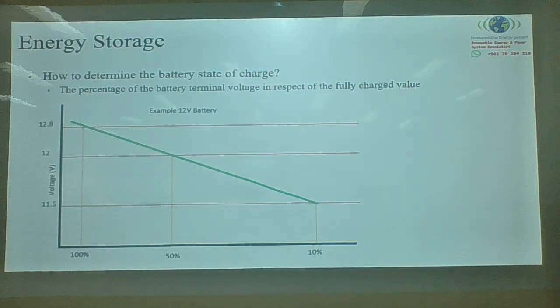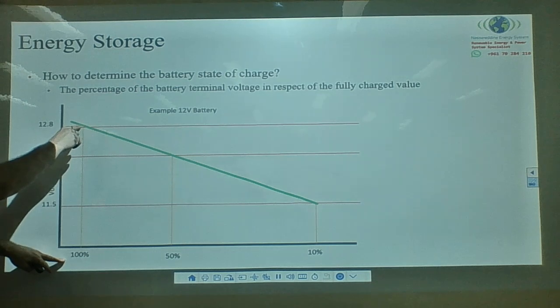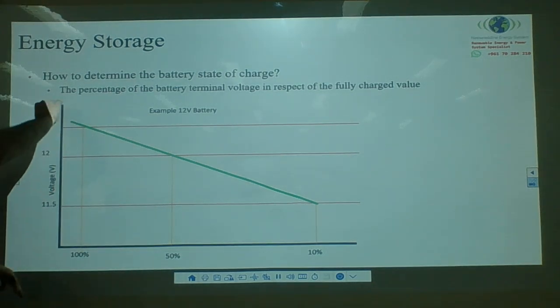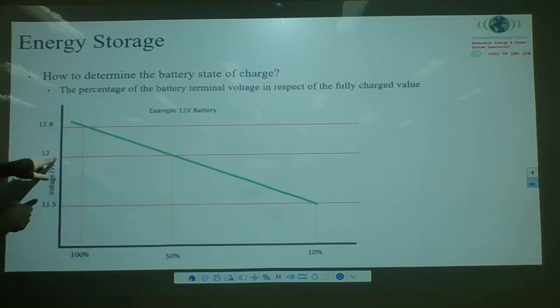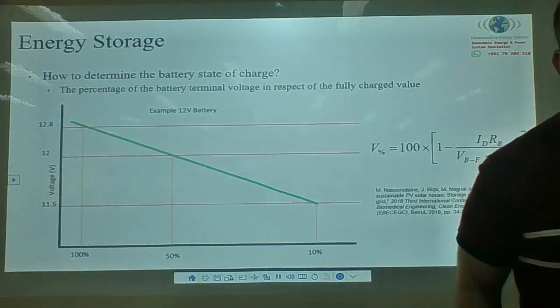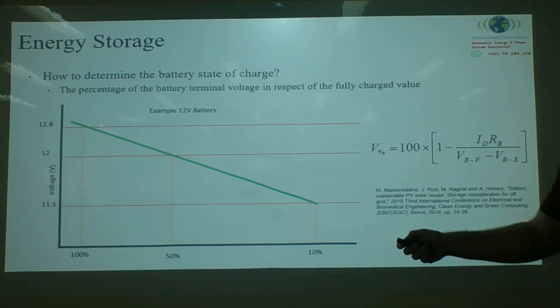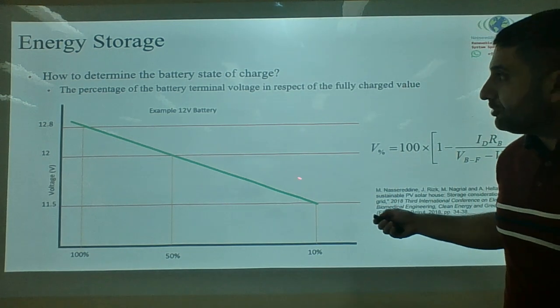Look, this is an example of a 12-volt battery. At 100%, the voltage is above 12.8, could be 13, depending on each battery. At 50%, 12 volts. At 10%, 11.5 volts. And these are the equations. This equation is based on previous research done at Western Sydney University in 2018. So guys, this is very important for me.